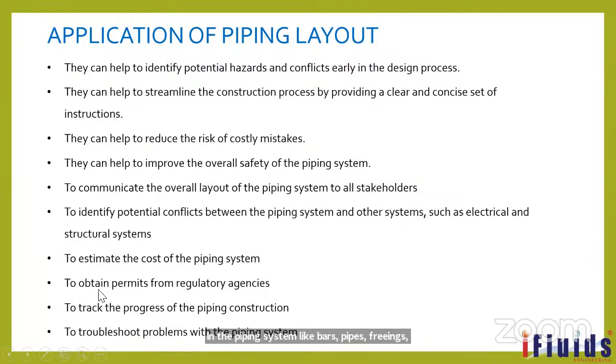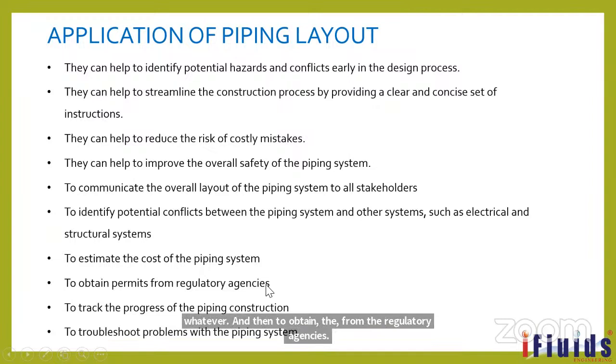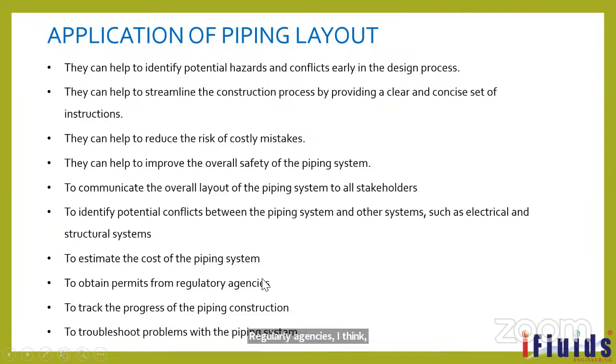And then to obtain permits from the regulatory agencies. The regulatory agency is nothing but a government body. Wherever we are going to install the plant, we need to get approval from the local government bodies like the Pollution Control Board, Explosives department, and the fire department. They have to give approval to proceed further. So initially we have to submit. If we have this drawing, we can show it to them and get the approval.